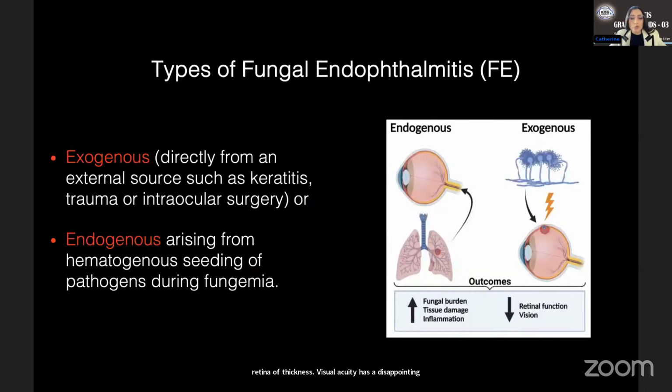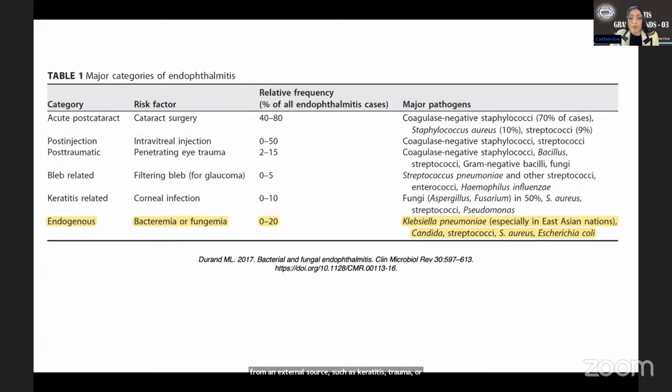And now we're switching gears and moving to the theoretical knowledge of fungal endophthalmitis. There are two types: exogenous, which is caused directly from an external source, such as keratitis, trauma, or intraocular surgery, and endogenous, which arises from hematogenous seeding of pathogens during fungemia. This table shows the most prevalent risk factors of endophthalmitis.